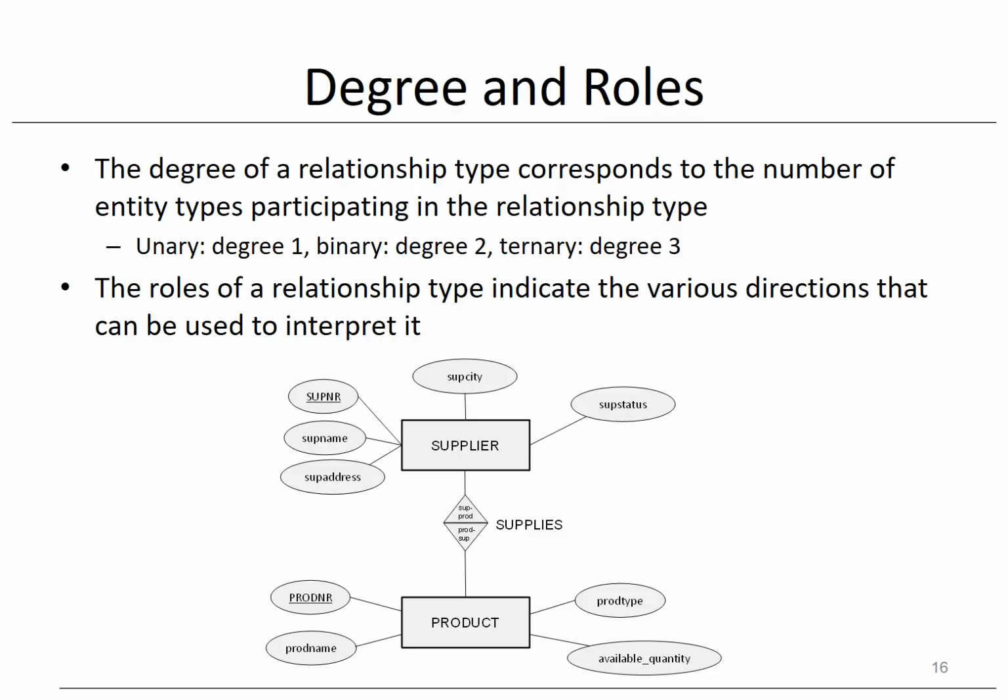The roles of a relationship type indicate the various directions that can be used to interpret it. The figure represents a binary relationship type since it has 2 participating entity types, supplier and product. Note the role names sub-prod and prod-sub, which we have added in each of the arrows making up the rhombus symbol.